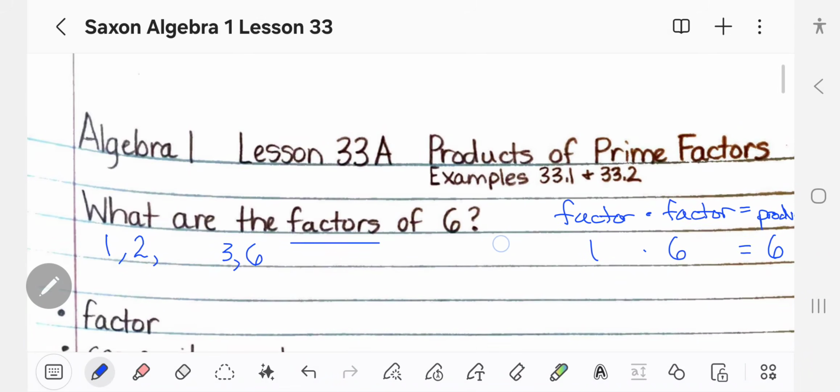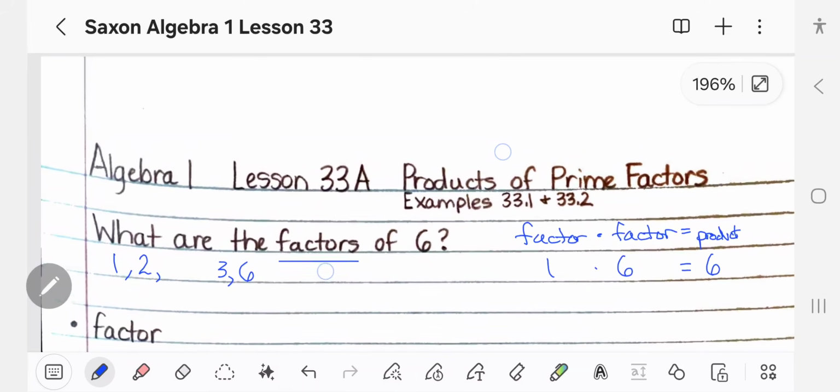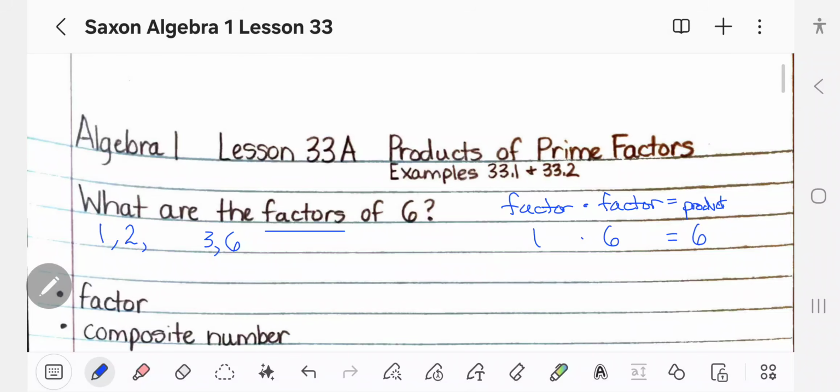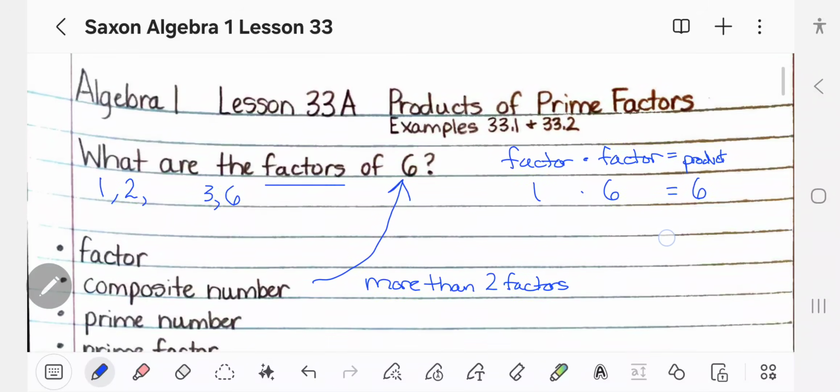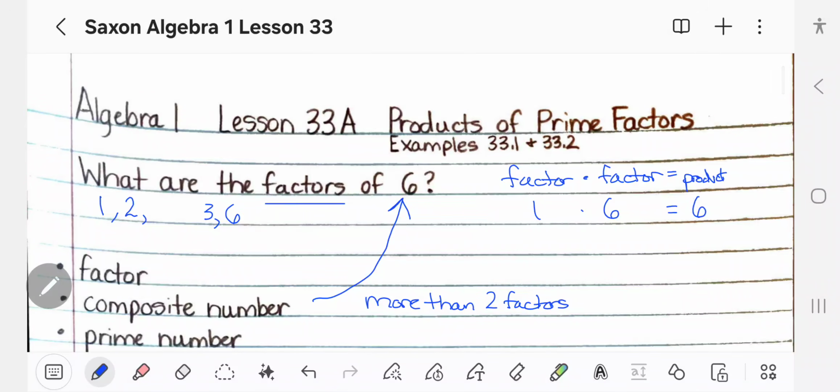Okay, so there are some terms you learn in this lesson, and we just discussed factor. What's a composite number? Well, a composite number can be composed as the product of counting numbers. So 6 would be an example of a composite number, because you have more than 2 factors. And then we've got prime numbers. Prime numbers are going to have exactly 2 factors.